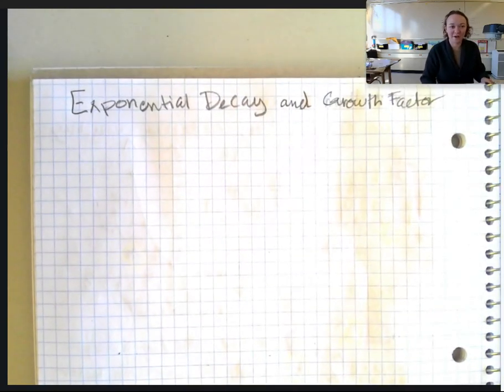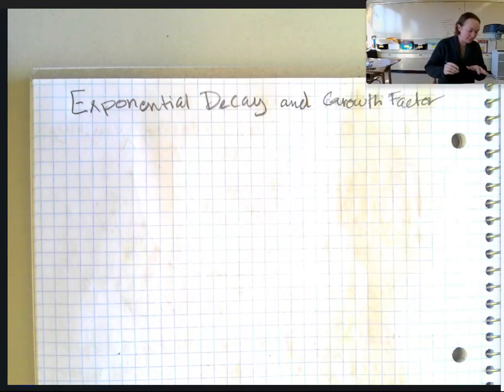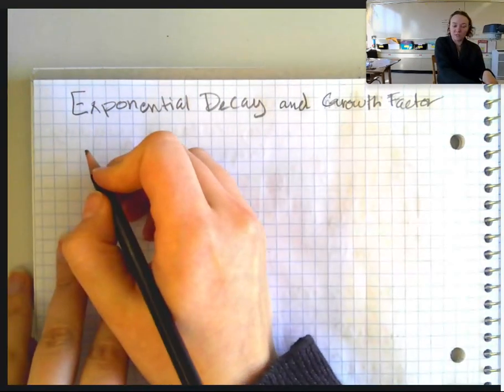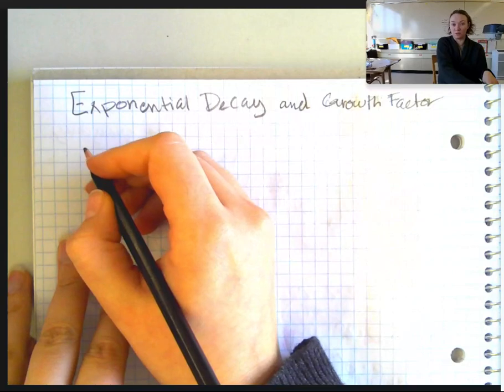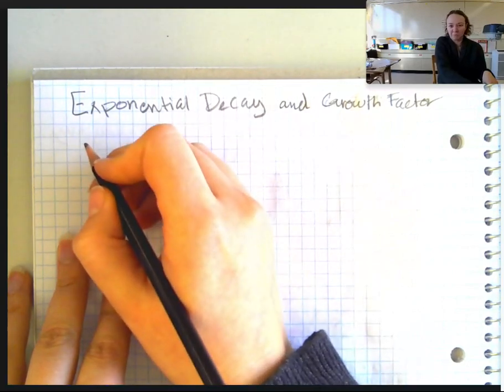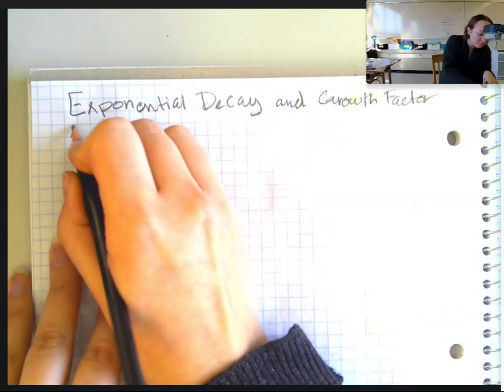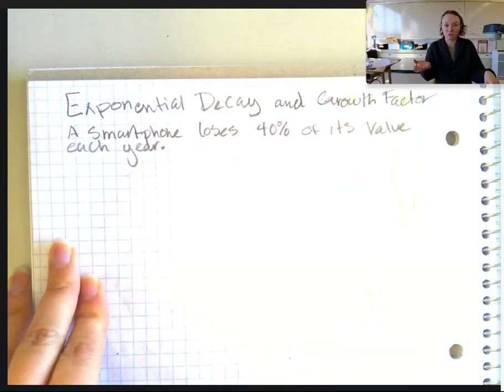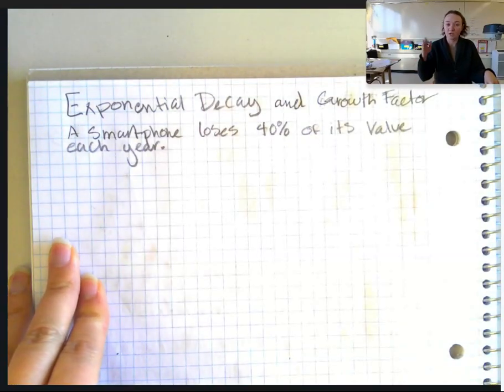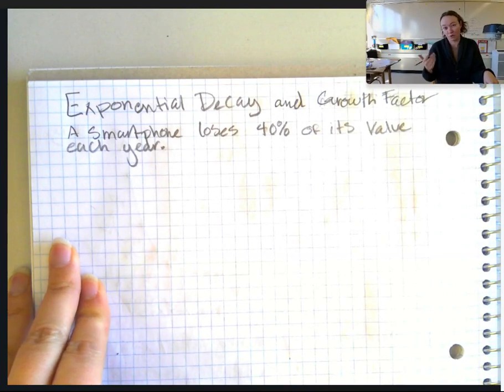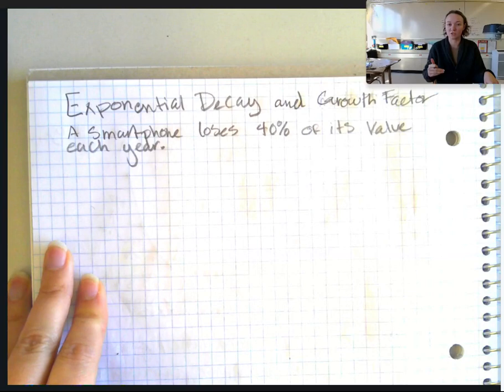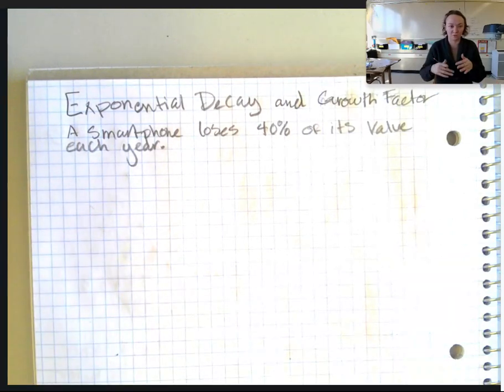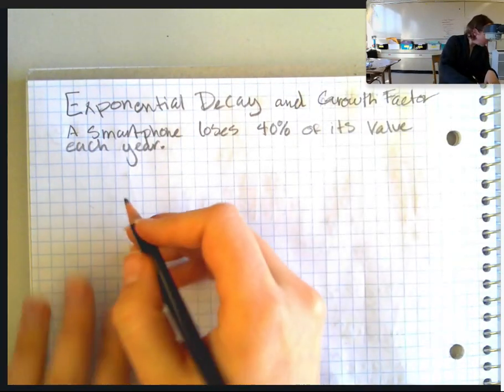Okay, now we're going to learn about exponential decay and how to calculate growth factor when it's not immediately obvious by looking at the table what it is. So let's say that a smartphone loses about 40% of its value each year. This is reasonably true. What this means is that if you bought a smartphone for $300, a year later, it would be worth 40% less than that if you were to try and buy the same smartphone again, or if you were to try and sell it.